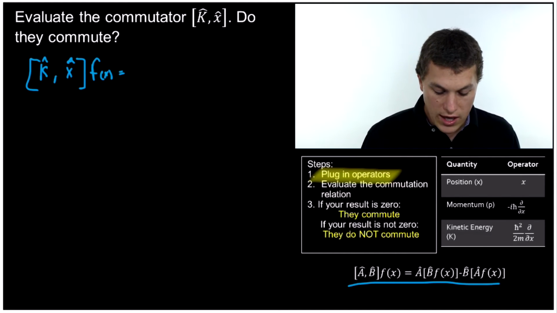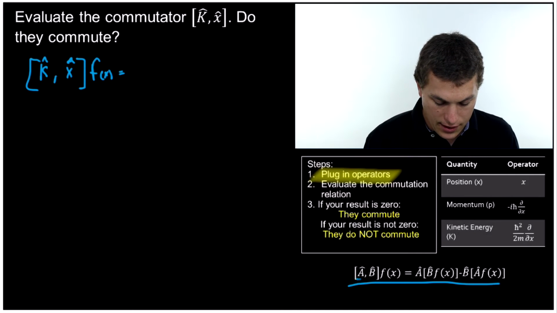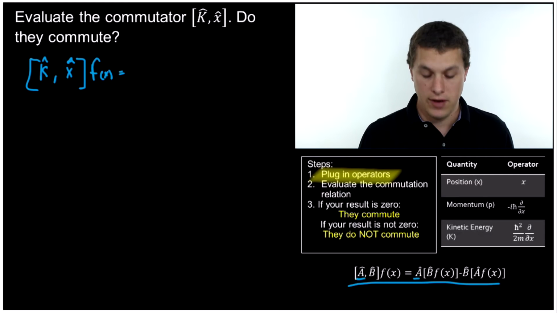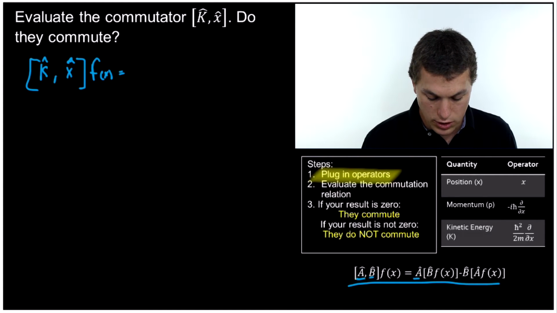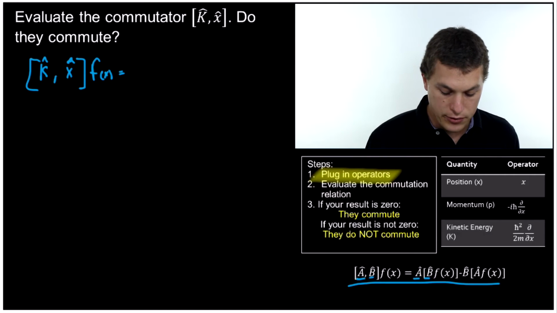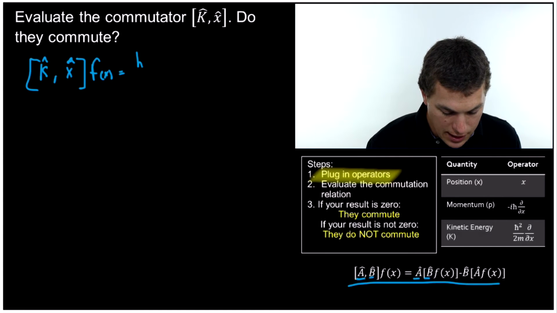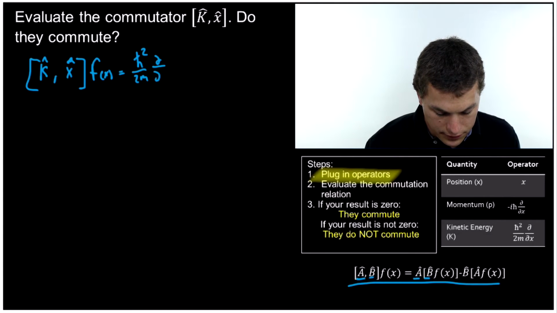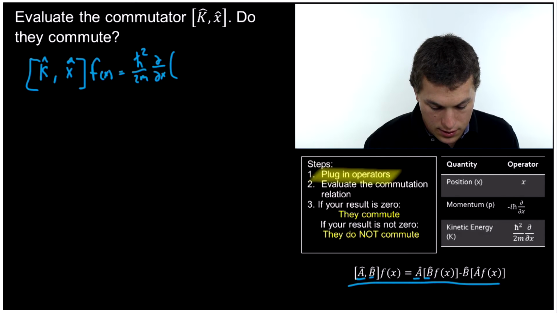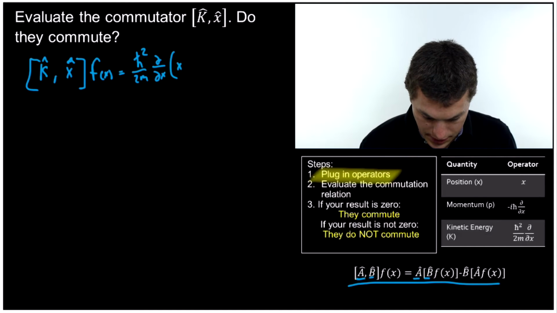Okay, so in the commutator, we're going to apply the thing that appears first, a, second to f of x, and the thing that appears second, we're going to apply first to f of x. So I'm going to write down our first operator listed, which is kinetic energy, and kinetic energy is the operator h bar squared over 2m, and the derivative. And then we're going to put in our position operator, which is just x, times our test function, f of x.